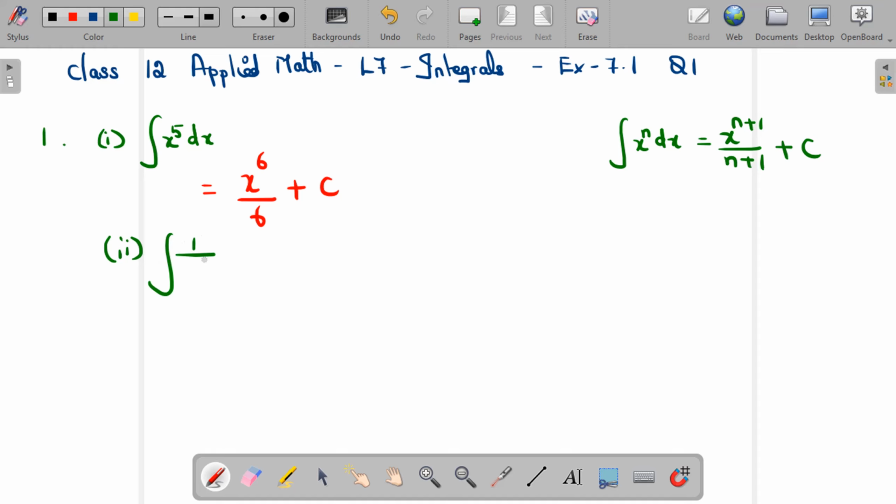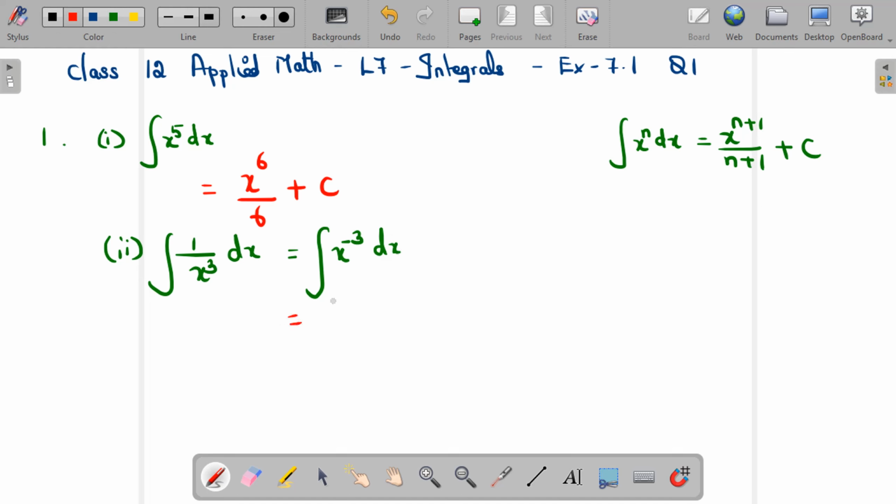It is the integral of 1 divided by x cubed dx. So before doing the integration, let's see how I'm changing this. I'm rewriting this integration as the integral of x to the power minus 3 dx. Now it's easy to apply the formula, isn't it?